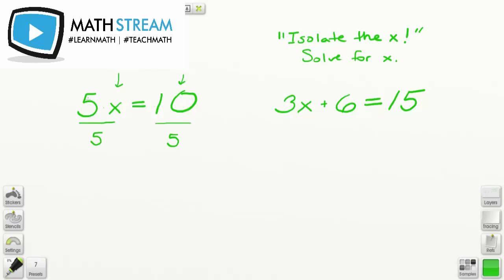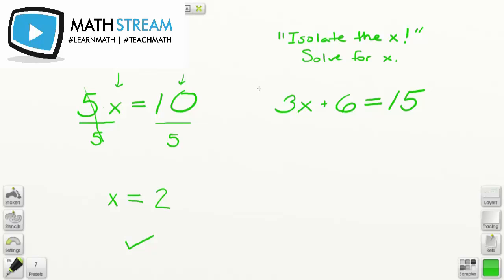And what does that leave me? Well, the 5's cancel, and I get an x, which is good, since our goal was to isolate the x, or to get the x by itself. And on the right, I get 10 divided by 5, which is 2. How do I know I've solved the equation? Because I have x equals a number. If I have x equals a number, then check, I have solved it. Okay, first example. I'm not going to take too much more time to explain it yet until we look at both examples.